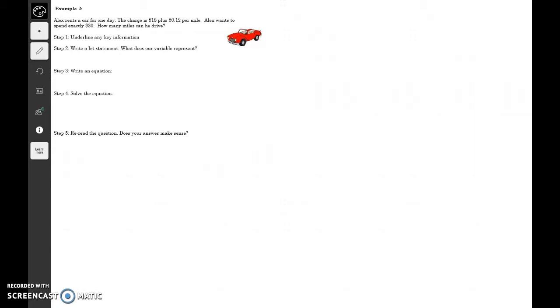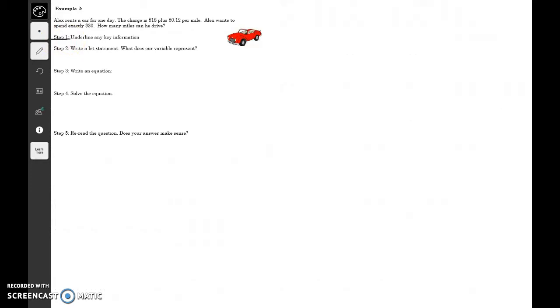So in example 2, it says Alex rents a car for 1 day. He is charged $18 plus 12 cents per mile. Alex wants to spend exactly $30. How many miles can he drive? So first it says step 1, underline the key information.